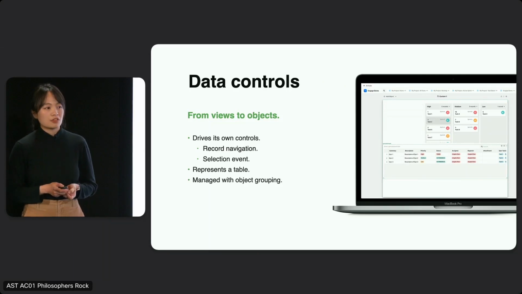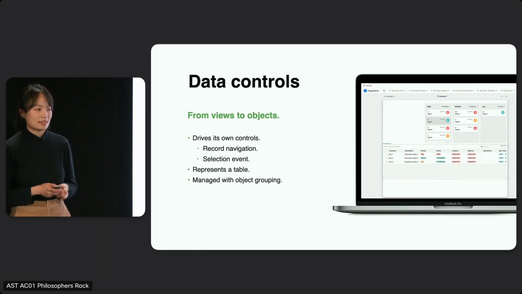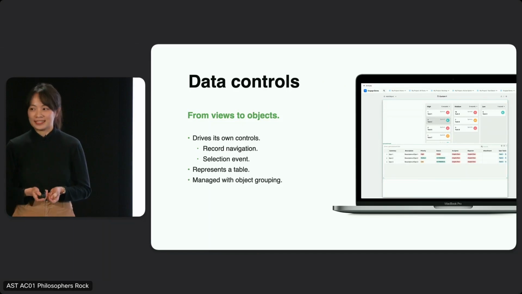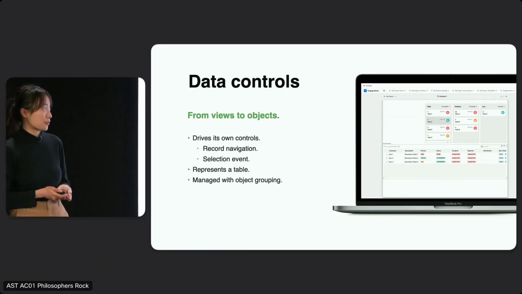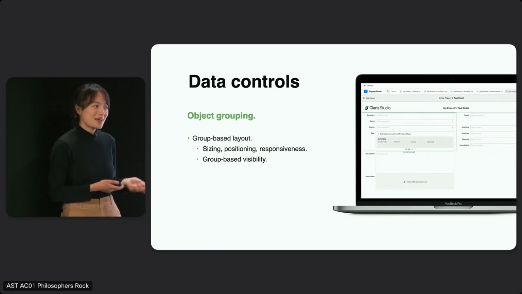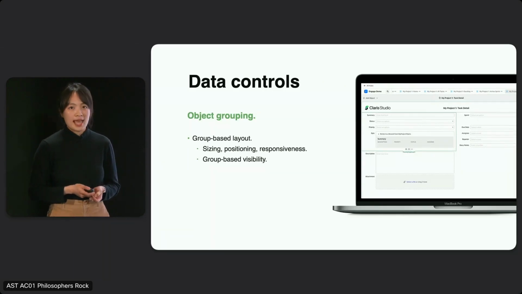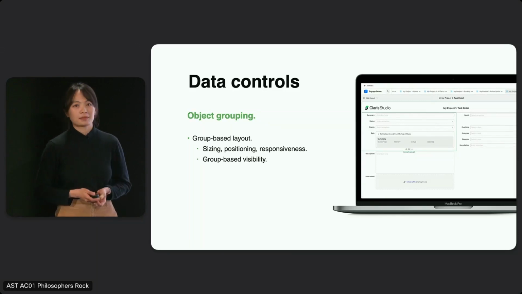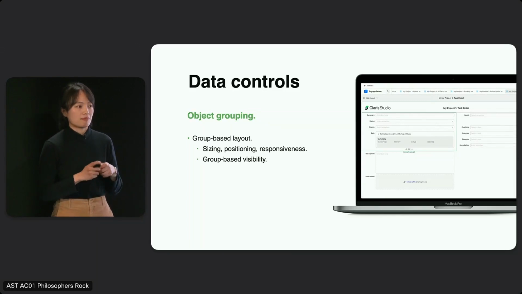The introduction of data controls also means that there will be a lot more objects to manage. To help you do that easily, we introduce object grouping. Object groups, like the name says, provide one more layer of objects and allow a group-based layout. You can now create a group of multiple objects, and size or position the whole group together so that they don't get split up or staggered.